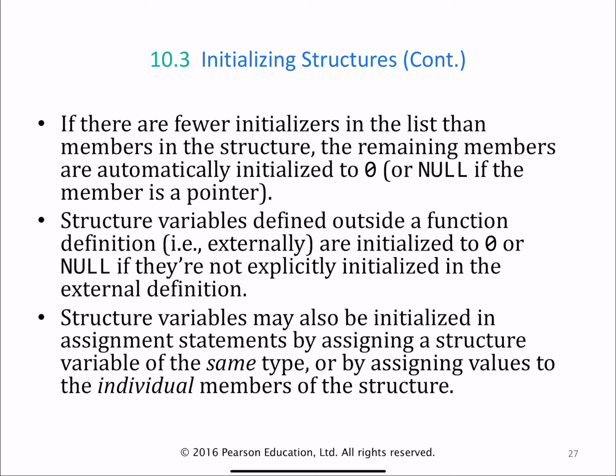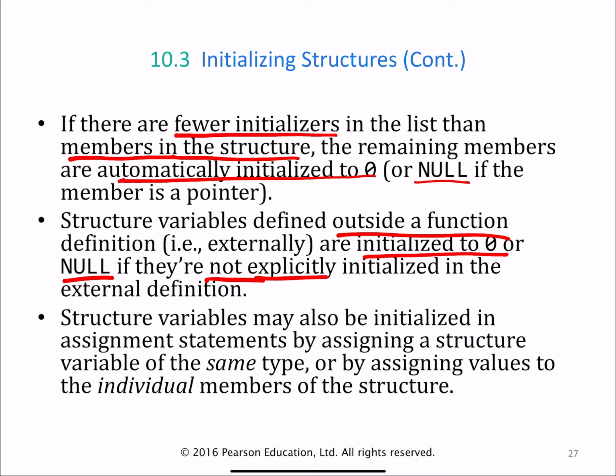Just like for arrays, if there are fewer initializers in the list than you have members in the structure, the remaining members will be automatically initialized to 0, or if the member is a pointer, to null. Structure variables defined outside a function definition are initialized to 0 or null if they're not initialized explicitly. And structure variables can also be initialized using assignment statements by assigning structure variables of the same type. I'll show you an example in which we do that.